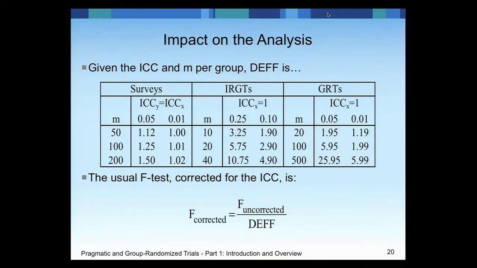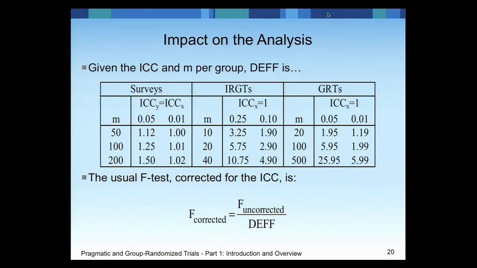On the right-hand side, we have group randomized trials where the interclass correlation for exposure is 1, because everybody in the same group gets the same treatment. Here we have group sizes that are similar, perhaps, to what we have in surveys, often ranging even larger. For an interclass correlation of 0.05, which can happen, and 500 people observed in each group, the design effect might be 25 or 26, and that's a very large number. Even if the interclass correlation is smaller, the design effect can be pretty large.